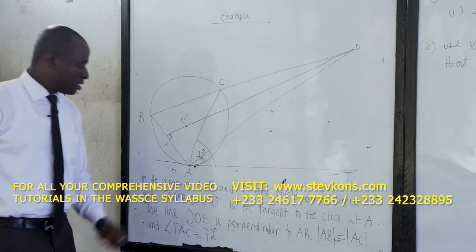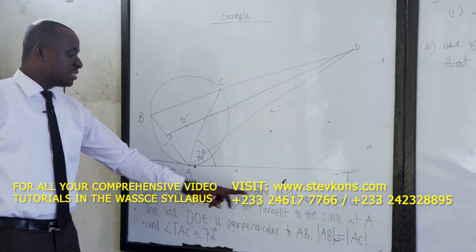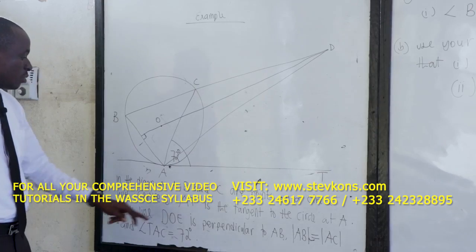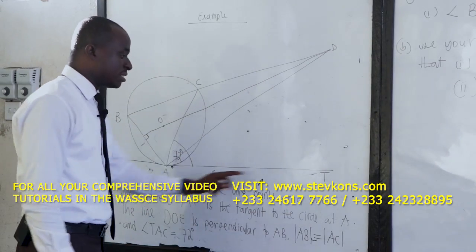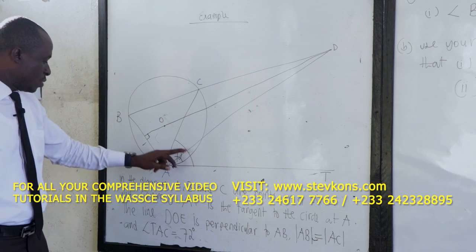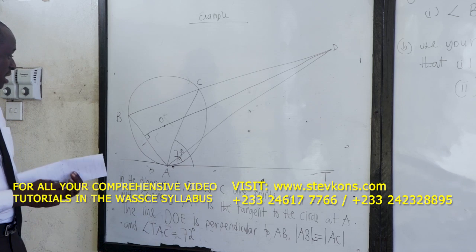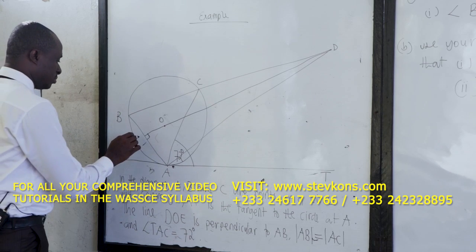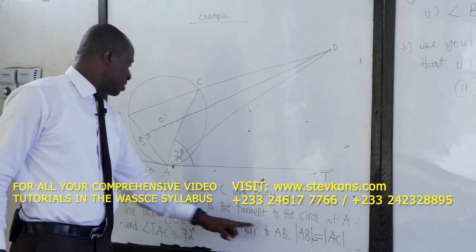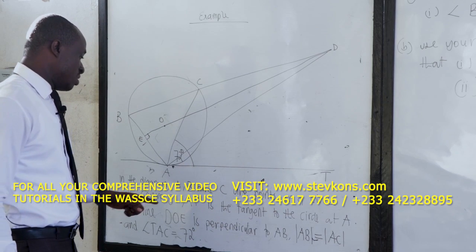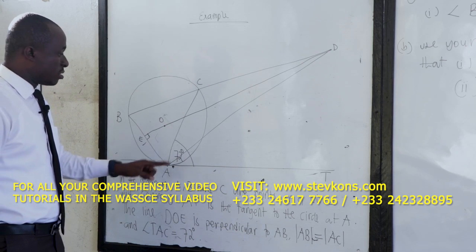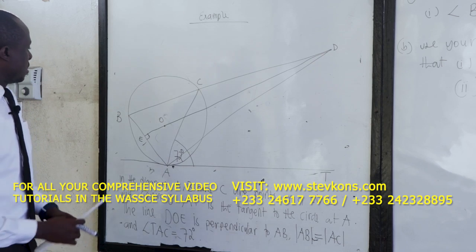Now let's consider this very nice past question. It says that in the diagram, A, B, and C are points on a circle with center O. AT is the tangent to the circle at A. The line DOE is perpendicular to AB. And then AB is equal to AC. Angle TAC is 72 degrees. We want to find BCE.